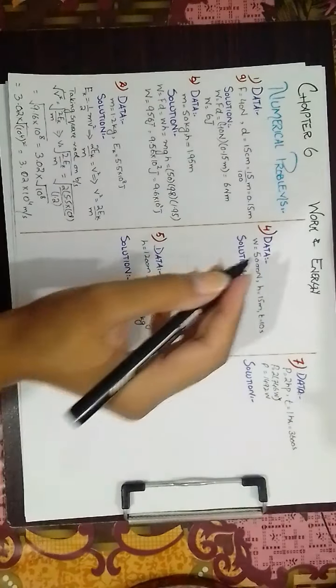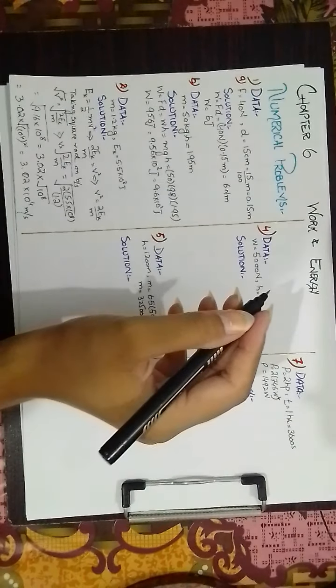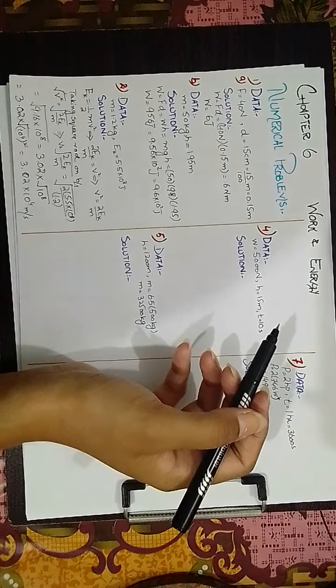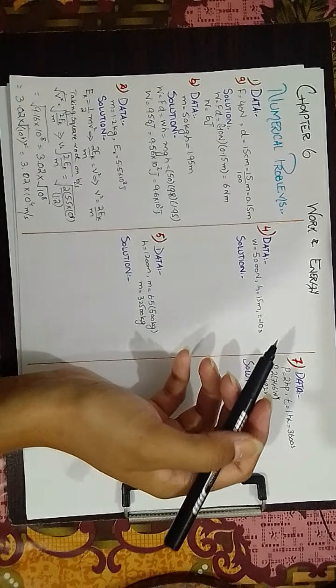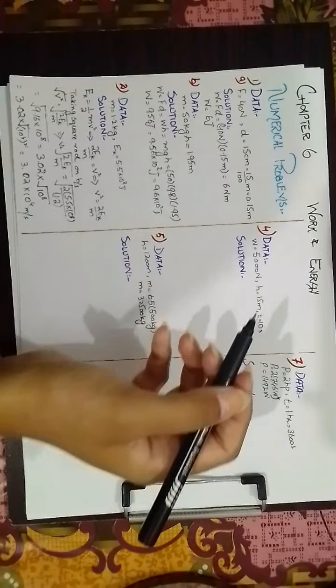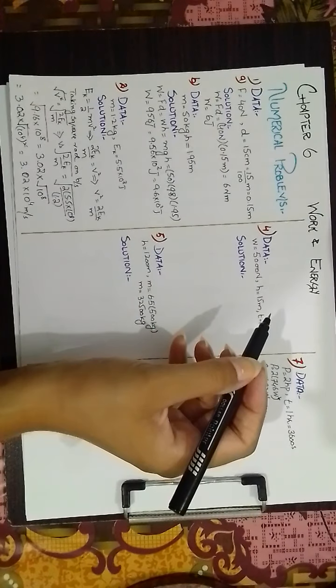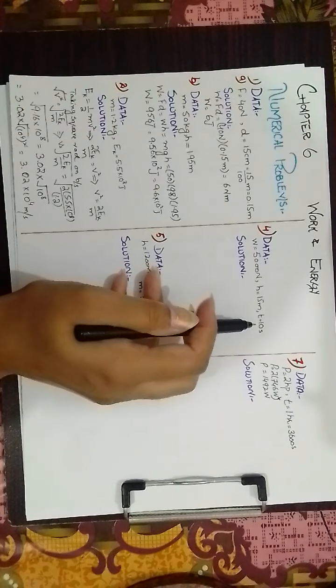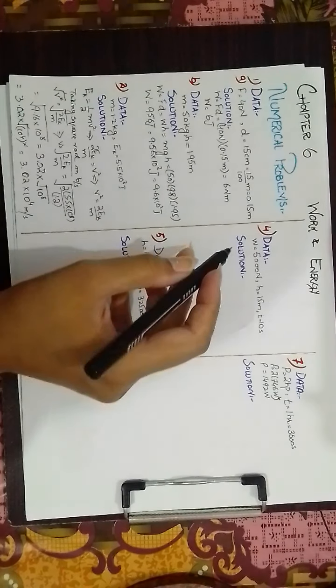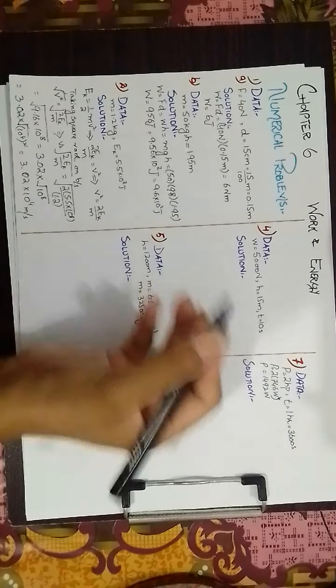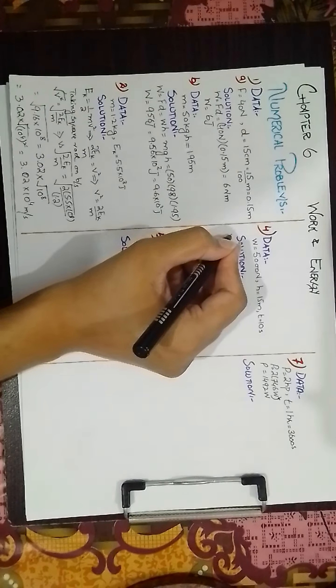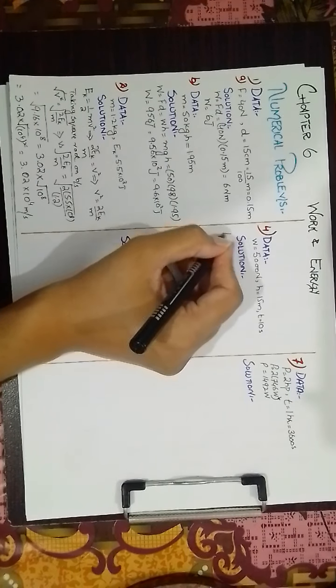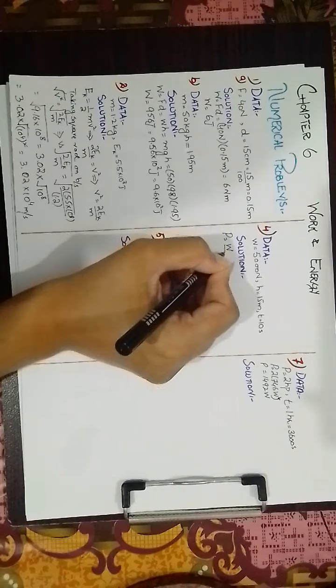Question number 4 is, an elevator weighing 5000 Newton is raised to a height of 15 meter in 10 seconds. How much power is developed? So we are going to find out the power. The weight is 5000 Newton, height is 15 meter, time is 10 seconds. What are we going to do in this case? We are simply going to use the formula for power. Power equals to W by T.